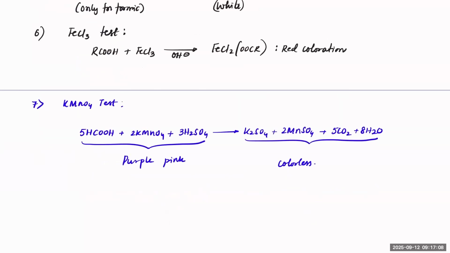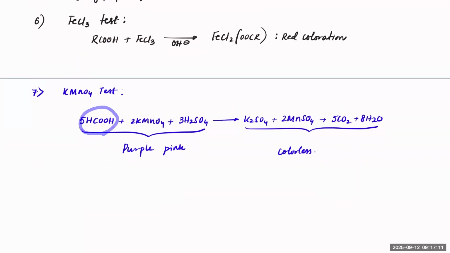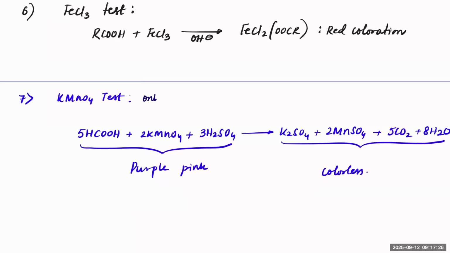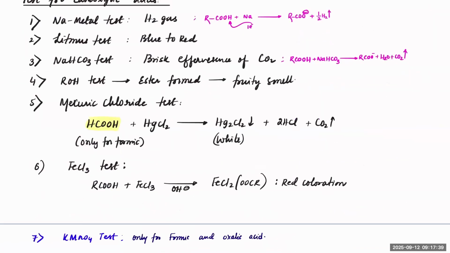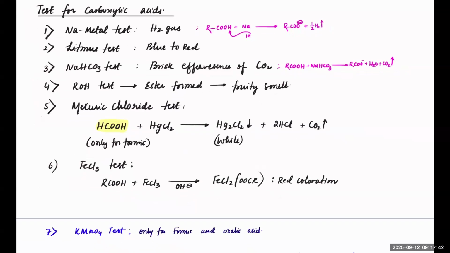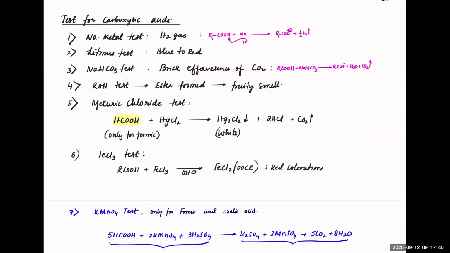And lastly, formic acid or oxalic acid, both of them can react with KMnO4 to convert it into Mn plus 2. KMnO4, which is purple, becomes colorless. So this test is specifically for formic acid and oxalic acid only. So these are typical tests of carboxylic acid, beta. Understood? Yes, sir.